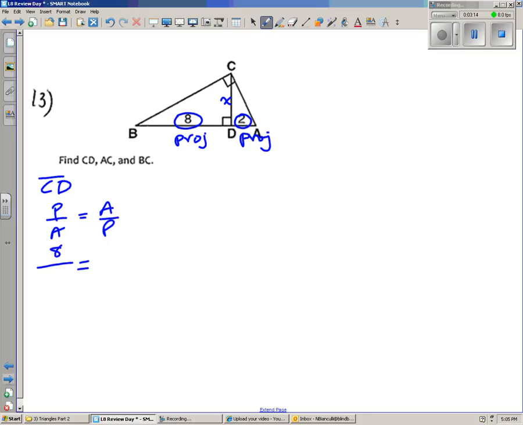Projection is 8 divided by the altitude, which is X. Repeat the altitude, and the other projection is 2. Cross multiplying, we get X squared is 16. And taking the square root, X is 4. So the altitude is 4.